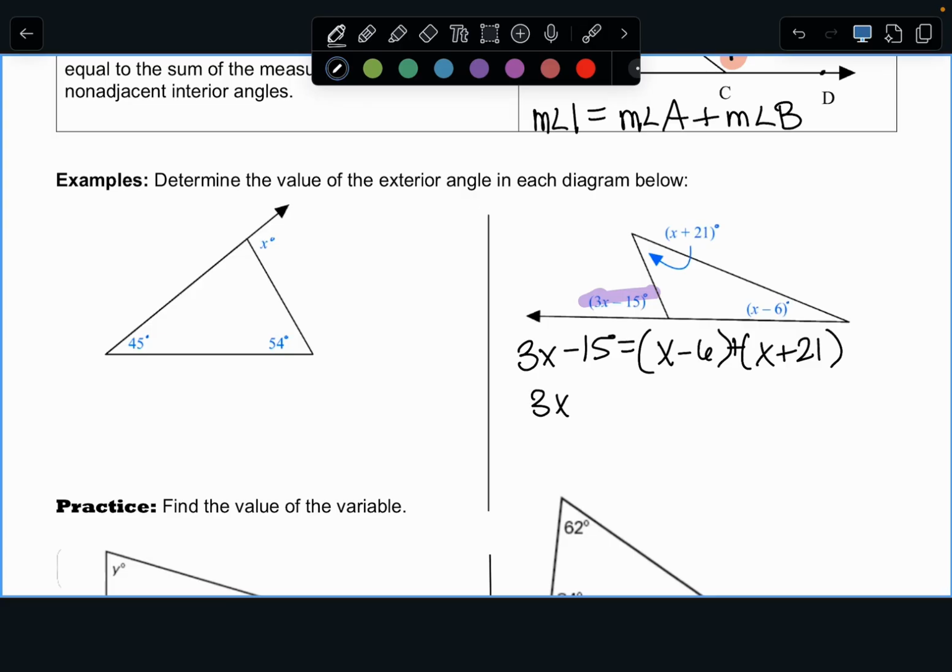Solve. Combine like terms on the right. I would get 2x plus 15. Subtract the 2x, add the 15. You get x is 30. Kind of speeding through this, but that's really it from Friday.